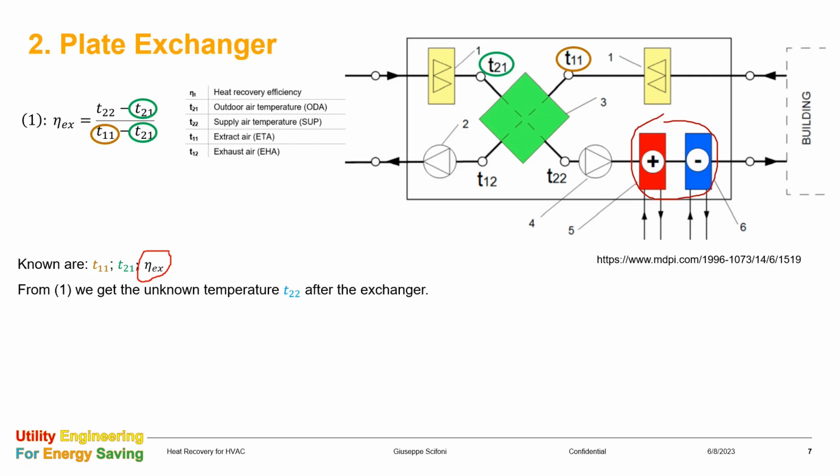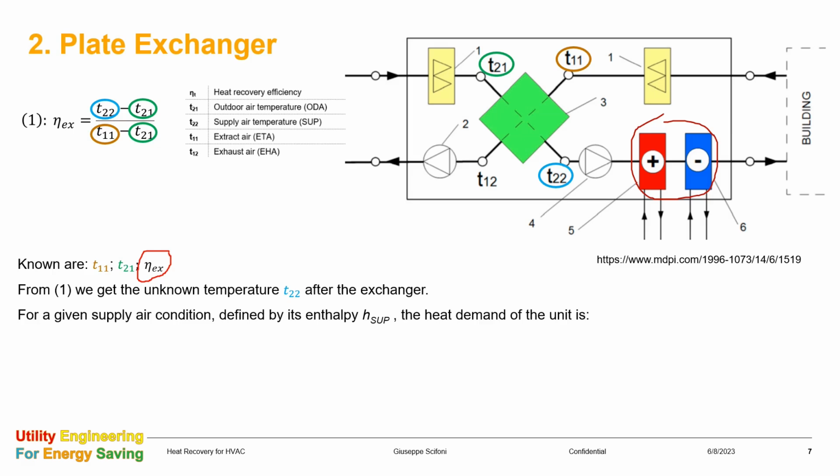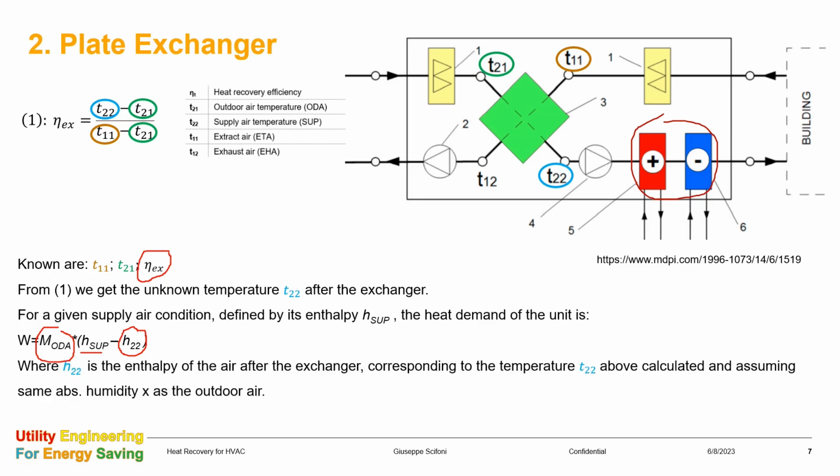The unknown temperature T22 we can get by solving the equation number 1. The heat demand of the coil is the product of the mass flow of the outside air and the difference between the enthalpy of supply air that is given and the enthalpy H22 corresponding to the temperature T22 already found. This enthalpy we can calculate if we assume same humidity X as the one of the outdoor air. The mass flow is the outside air stream since no mix is taking place.